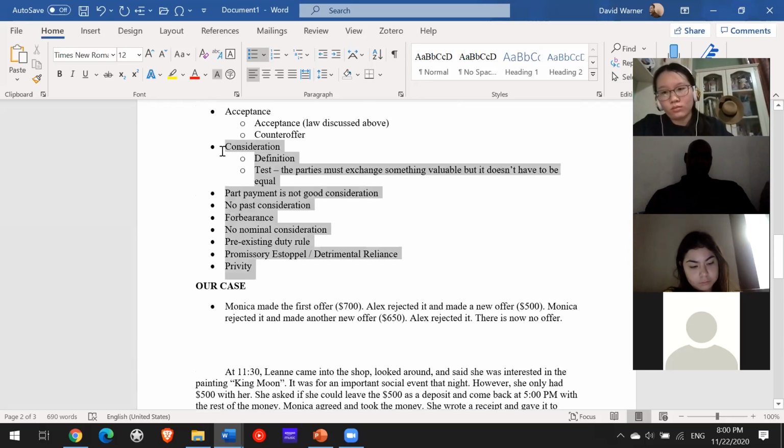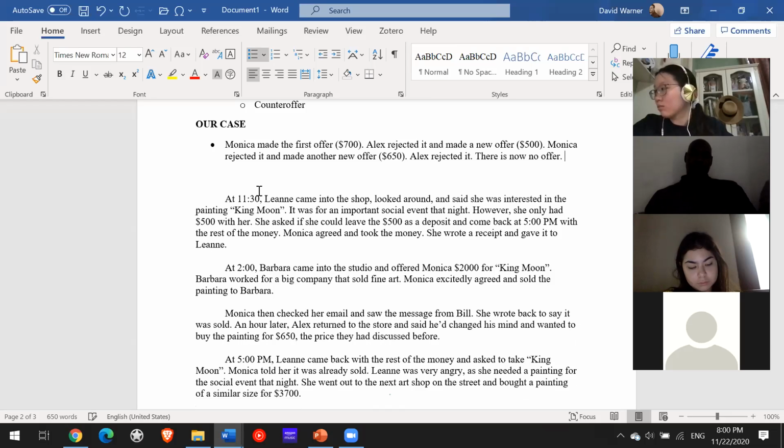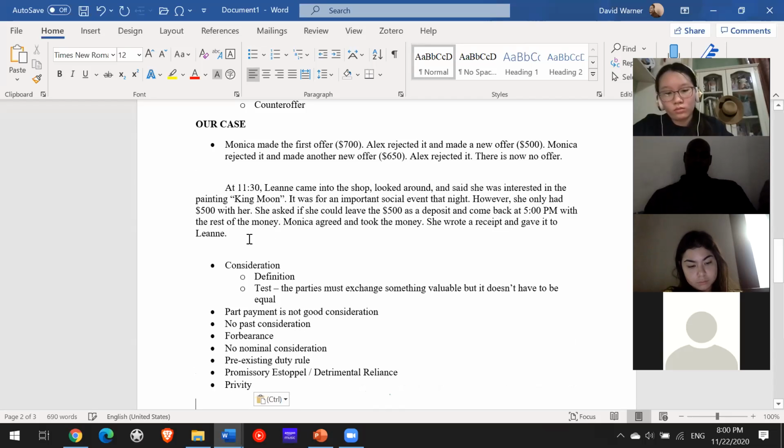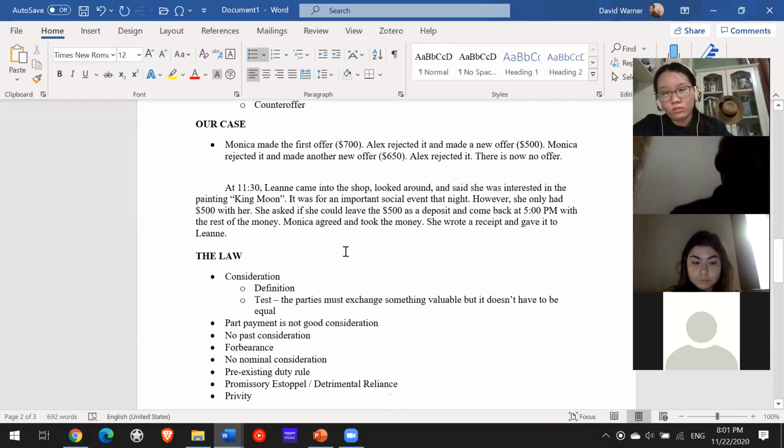And I would move consideration to here. I think we're talking about consideration in this one. So now we have this person, Leanne, she comes into the shop. Now, why is this one about consideration?